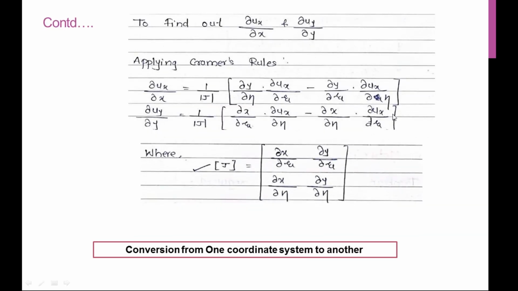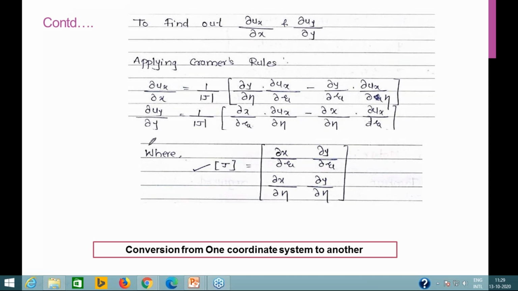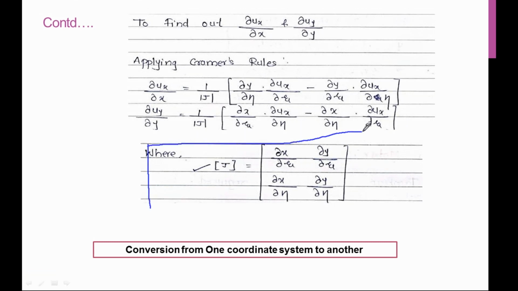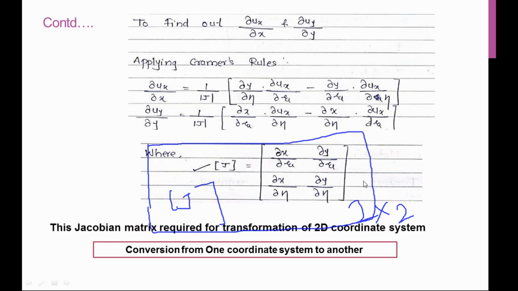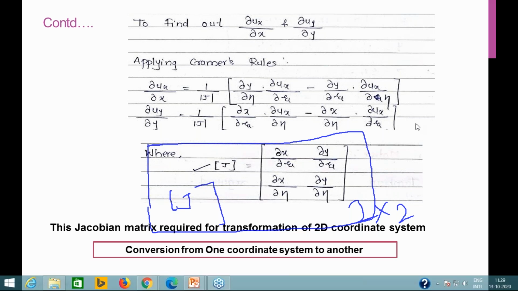When you come to the Jacobian matrix, you have to remember this matrix in the matrix form J. This is a 2 by 2 matrix, in which the first row is del x by del zeta and del y by del zeta, and the second row is del x by del eta and del y by del eta. So this Jacobian matrix is required for the transformation from the natural coordinate to the global coordinate.